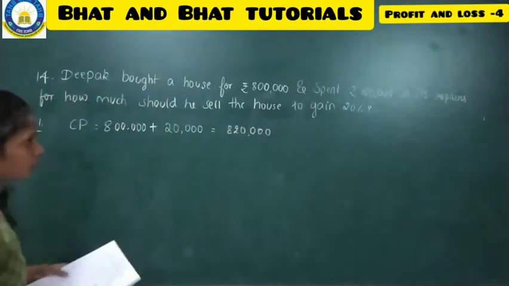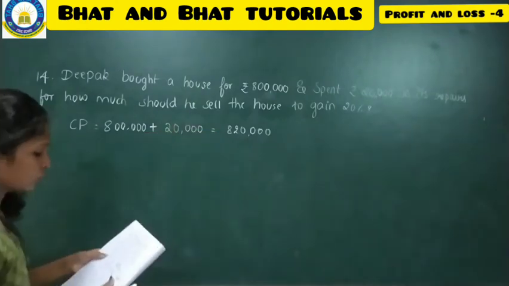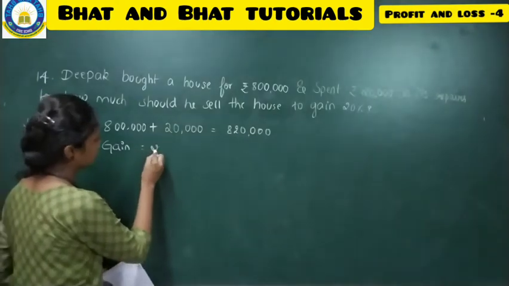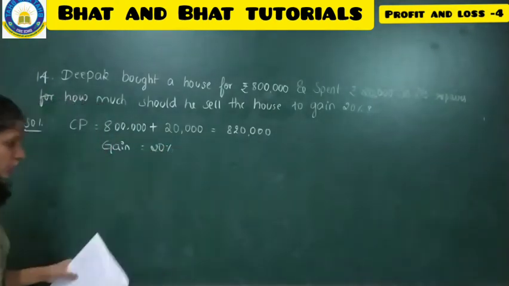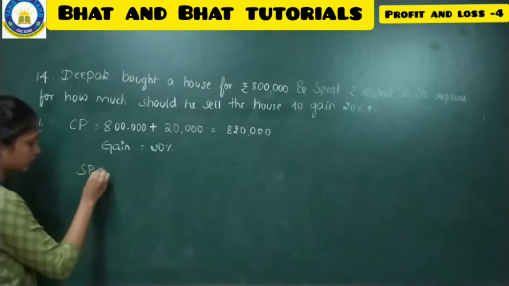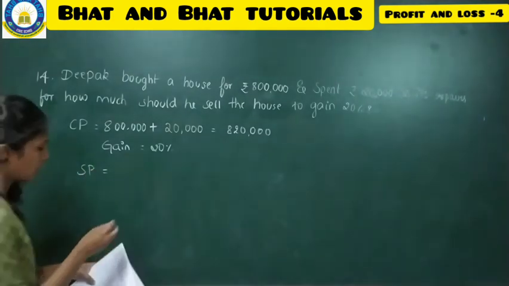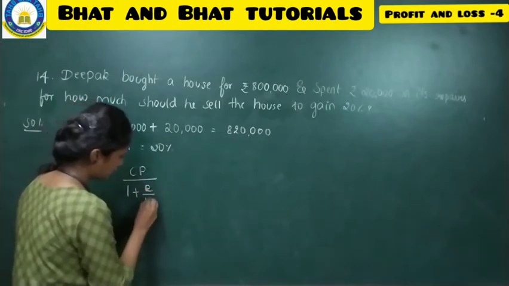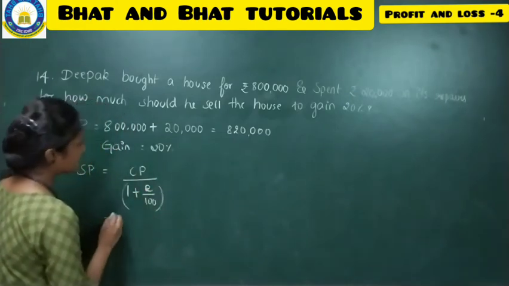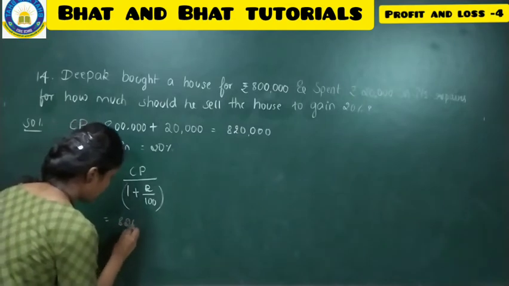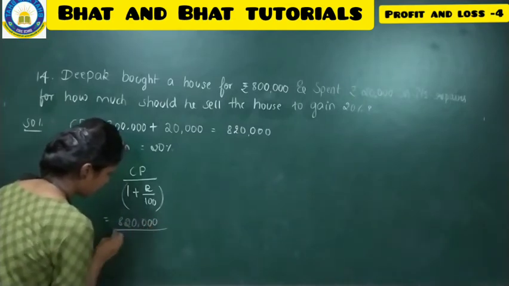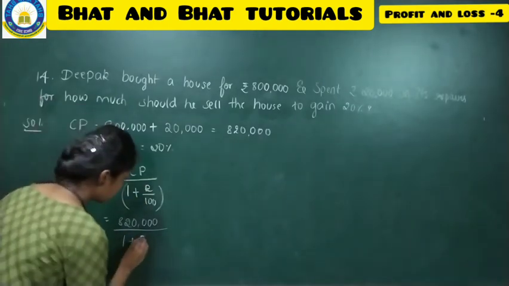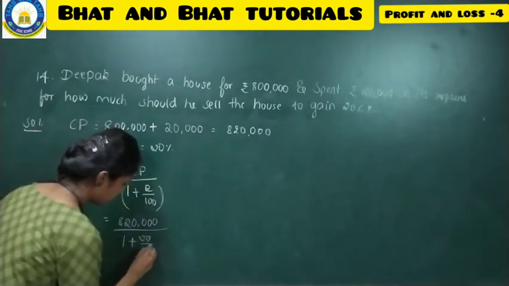What they are telling in the question is that it is a gain, and the gain is 20%. The selling price is not given, so you have to find the selling price. SP is equal to CP divided by 1 plus R by 100. What is the CP here? 8 lakh 20 thousand. And what is R? R is the rate of gain, that is 20 by 100.